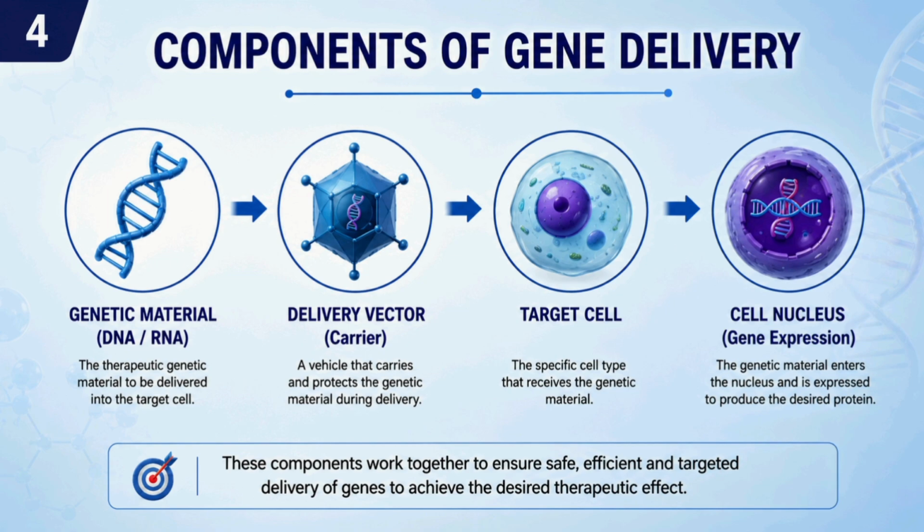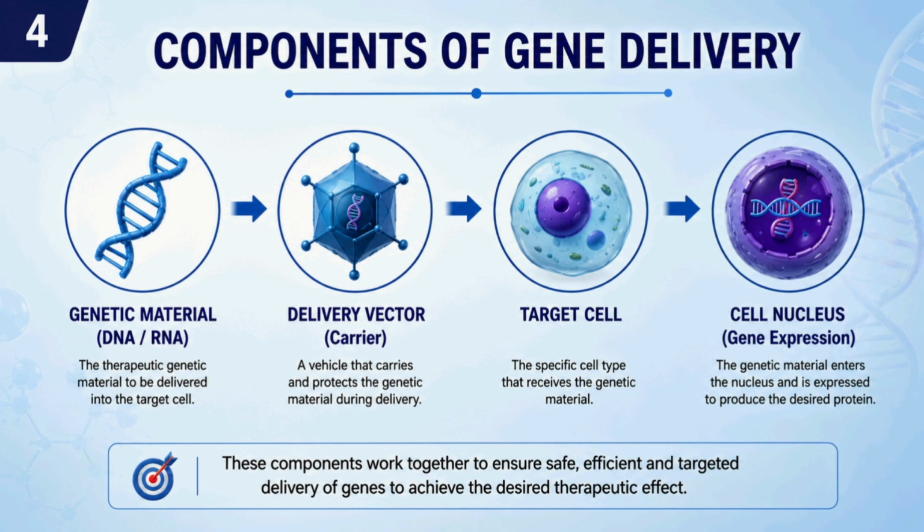Delivery vector, that is the second component. DNA cannot enter the cell on its own because it is large and easily destroyed. Therefore it requires a carrier called the vector. The vector may be viruses, liposomes, nanoparticles or polymers. Whatever it may be, their function is to protect the DNA and transport it safely to the target cell. Think of the vector as a courier service carrying an important package.